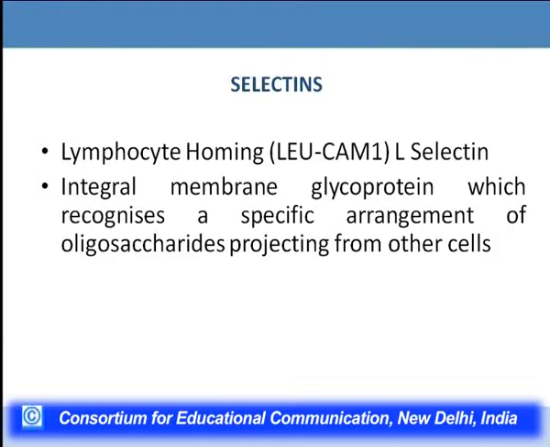The first lectin molecules were found when lymphocytes were isolated from specific lymph organs or lymphoid organs, and when they were injected back into the organism, they homed, or they went back to the same site from where they were isolated.